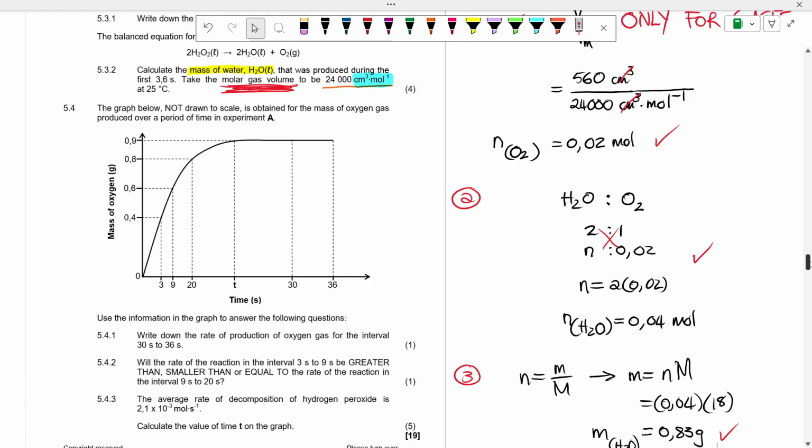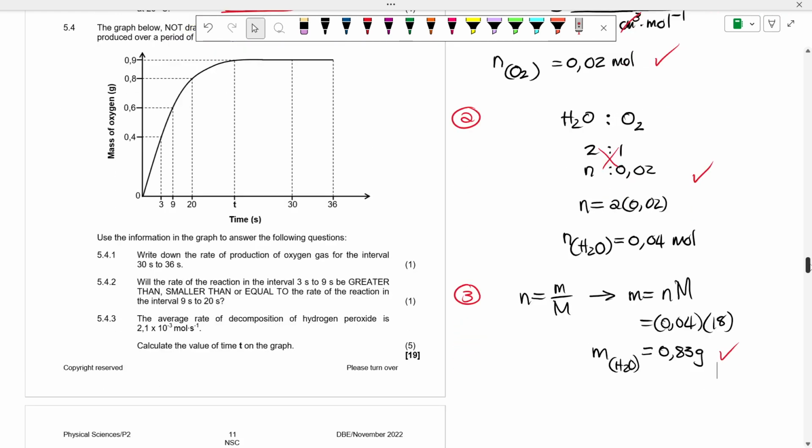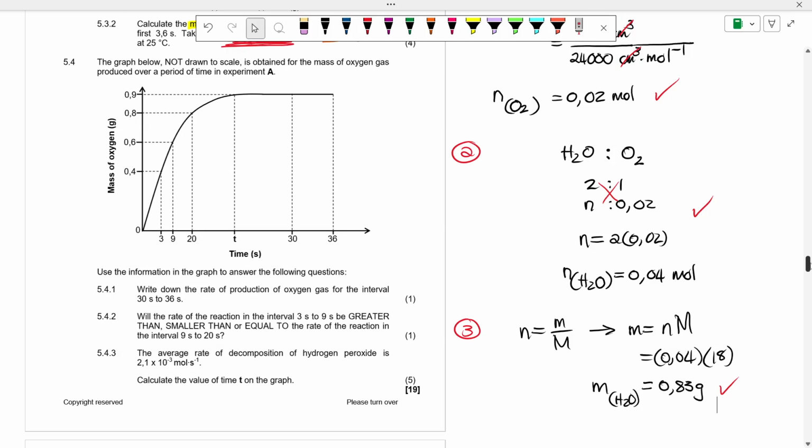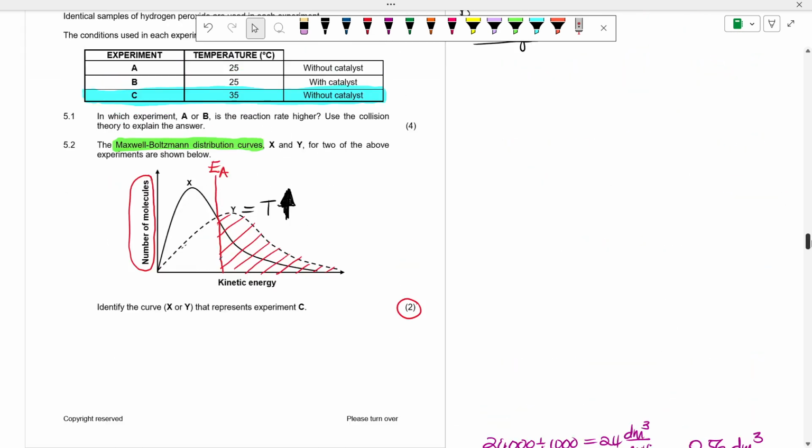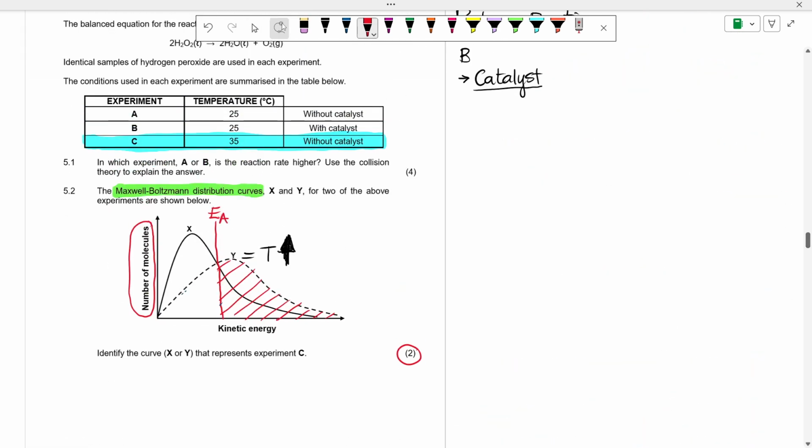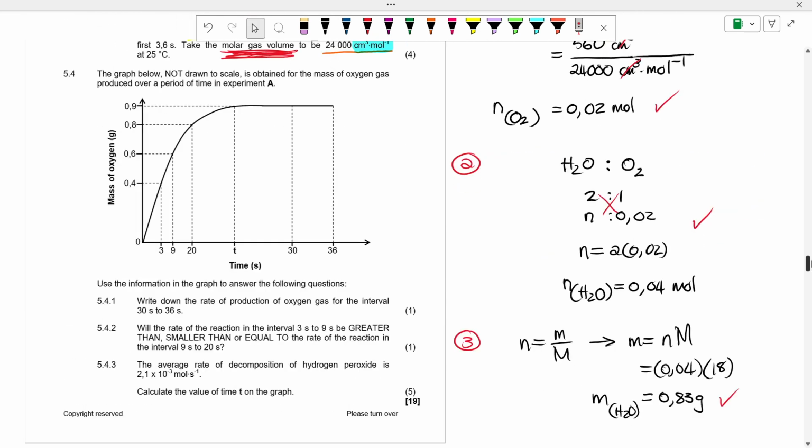Okay, let's see the next part of this question. We need to move quickly a little bit. The graph below, not drawn to scale, is obtained for the mass of oxygen gas produced over time in experiment A. So now we are switching to experiment A, which is the one here on the top. It's the one where we use 25 degrees Celsius without a catalyst. Okay. Then they give us this graph.